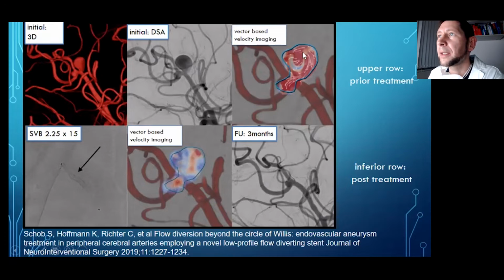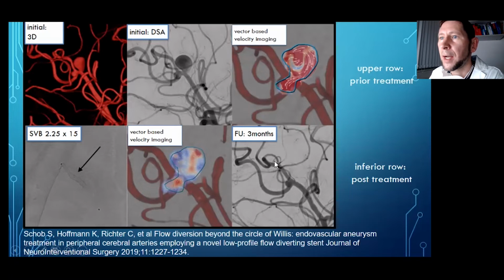Red indicates that there is a significant and fast flow within the aneurysm. We used a Silk Vista baby 2.25 by 15 for implantation, and this is the vector-based imaging directly after implantation. You can see that the flow is reduced significantly, as indicated by the blue color. There's only very little red remaining.